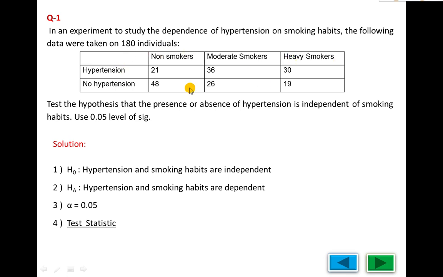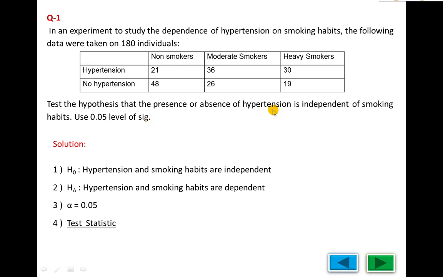This table is called a contingency table, when we represent two characteristics or two criteria of classification according to the categories in the form of a table. The table is called a two-way frequency table or contingency table. Test the hypothesis that the presence or absence of hypertension is independent of smoking habits. Use 5% level of significance.